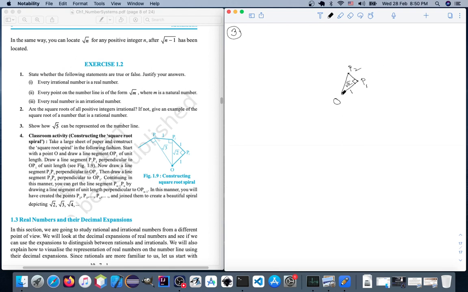So we take a point O, we take another point P1 with OP as unit distance 1. We then draw perpendicular P1P2 at point P1, perpendicular to OP1. This P1P2 is unit distance. This is 1. So by Pythagoras theorem on the triangle OP1P2, we get OP2 as root 2.